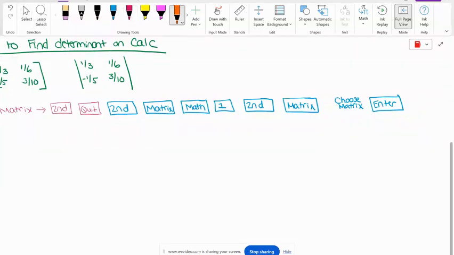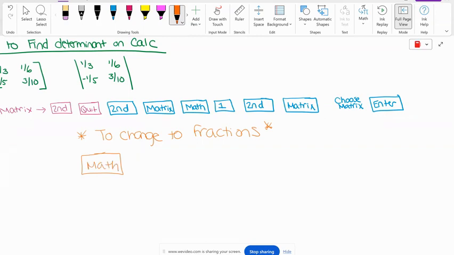And now let's say we wanted to represent our answers not as decimals, but as fractions. To change to fractions, you're going to press math, frac, enter.